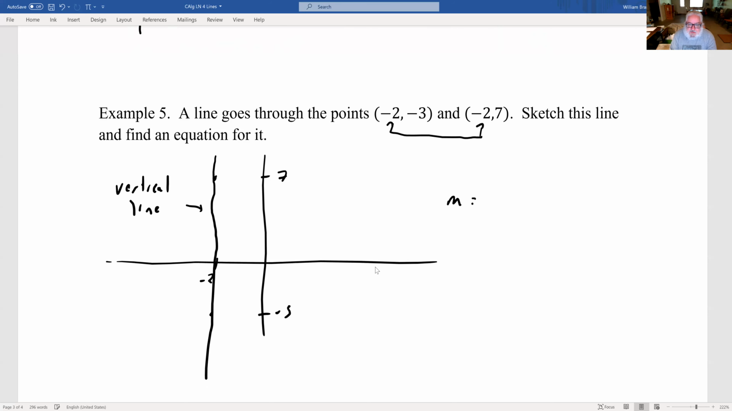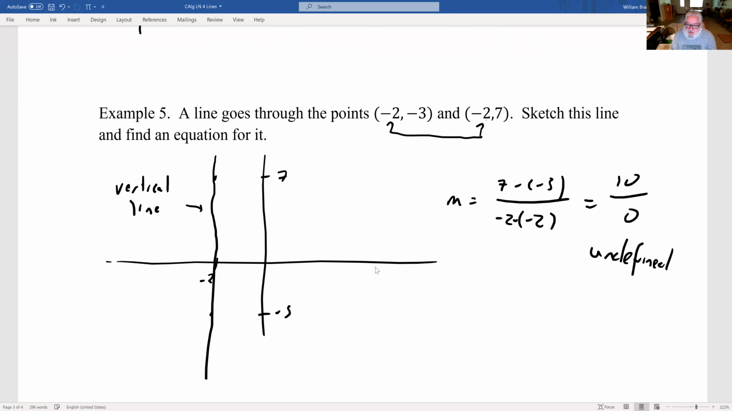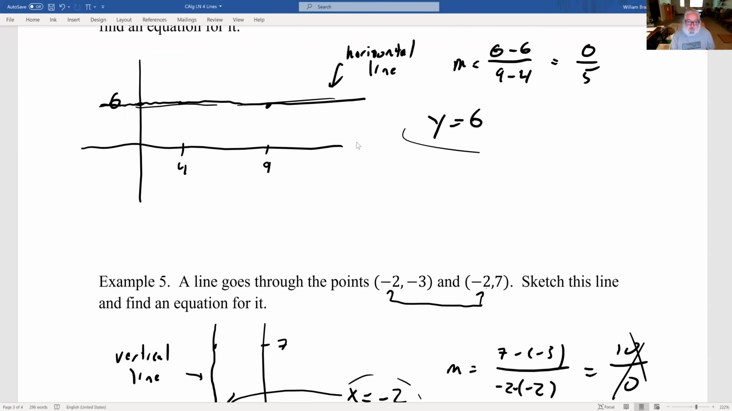What's the slope for this? 7 minus -3, so the change in y, over -2 minus -2. This is a 10 on the top. -2 minus -2 is -2 plus 2. That's 0. And that's undefined because you cannot divide by 0. So what's the equation for this line? Well, it's all the points that have x coordinate equal to -2. So vertical line, x equals a number. Horizontal line is y equals a number.